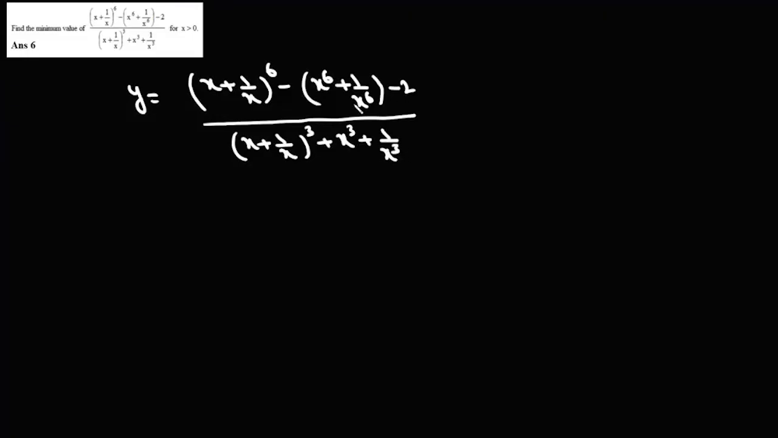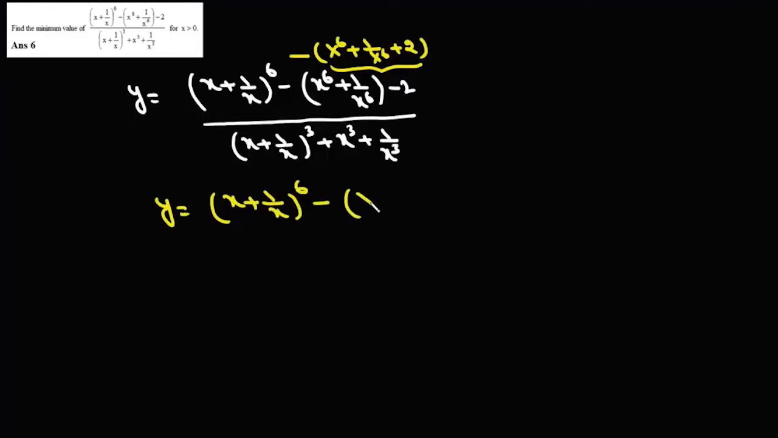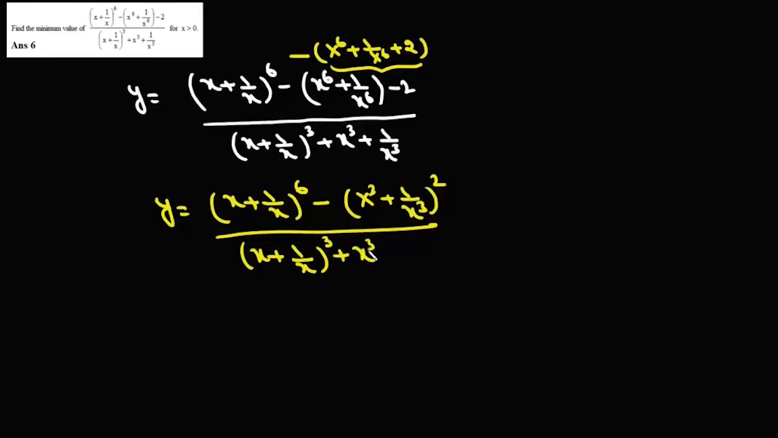Here what we'll do is we'll take this minus 2 with the second expression. So we can write this as minus (x to the power 6 plus 1 upon x to the power 6 plus 2), which actually is a square plus b square plus 2ab. So we can write this as y equals (x plus 1 upon x) whole to the power 6 minus (x cube plus 1 upon x cube) whole square, all divided by (x plus 1 upon x) whole cube plus (x cube plus 1 upon x cube).